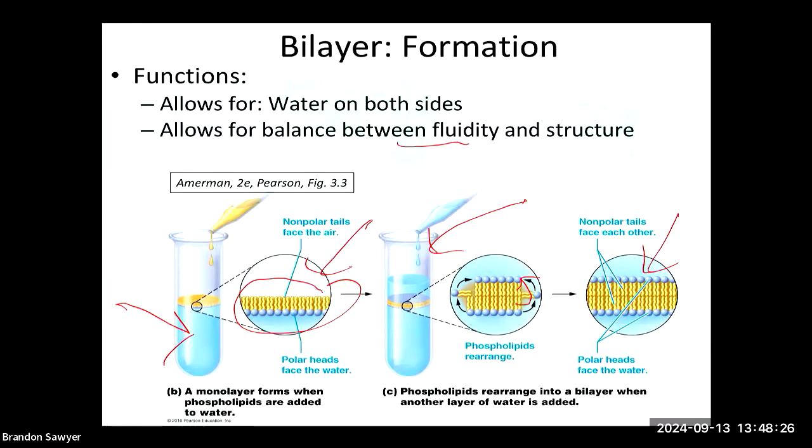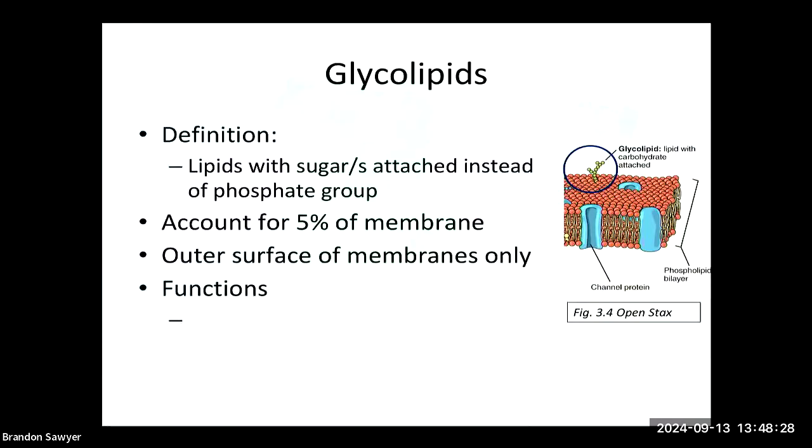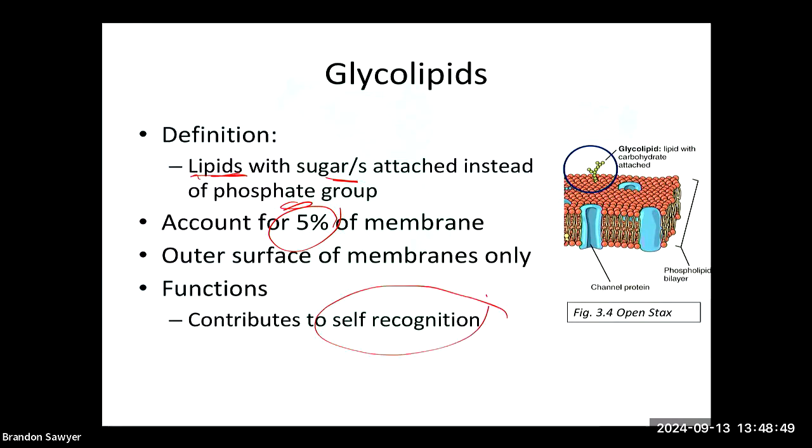All right. Okay, so let's talk about some of the things we find in cell membranes, okay? We talked about the main component, which is phospholipids. Now let's talk about glycolipids, okay? Glycolipids are fats or lipids with a sugar attached instead of a phosphate group, okay? This accounts for only about 5% of the membrane. And these tend to stick out on the outside of the cell. One of the primary glycolipids we have sticking outside of cells, the function is self-recognition.